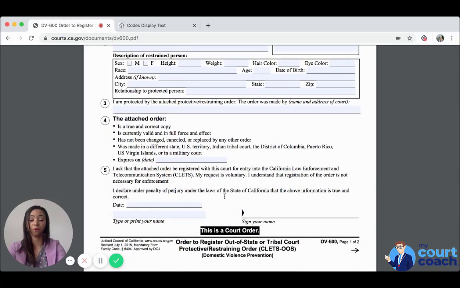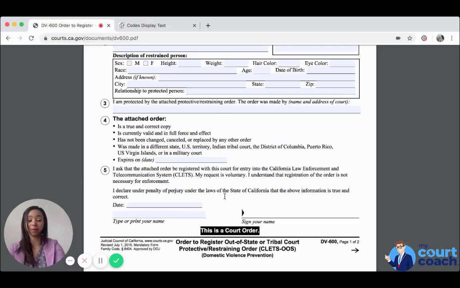So with this form, you're asking that the court enter your non-California protective order into the California law enforcement and telecommunication system. This request is voluntary, which means it's not necessary. You understand that the registration of the order is not necessary for enforcement.